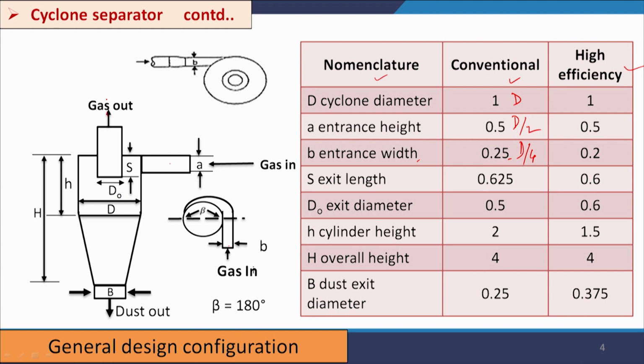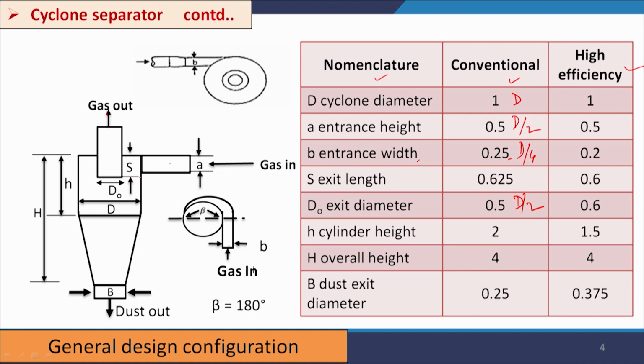We have a fan at the top, so it will be a blower at the top. This will be creating a very low vacuum inside. This dimension D0, that is the exit diameter, will be 0.5, that is again D by 2, and the exit length x from S will be 0.625. So, this A we have 0.5.